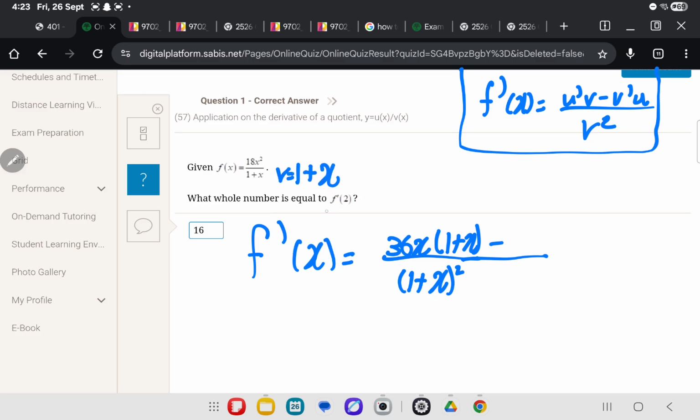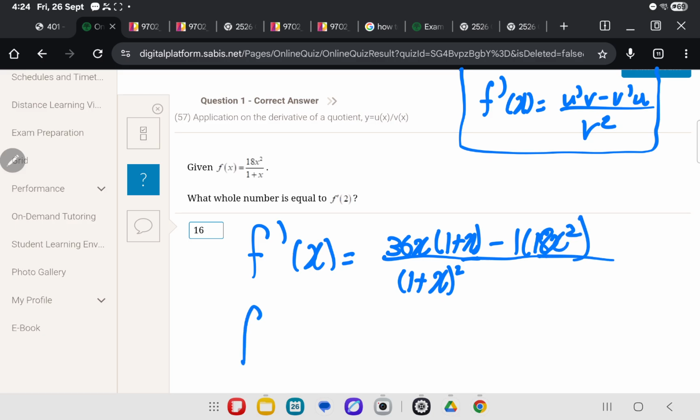Now v prime, any constant, provided it's additive, not multiplicative, so there's the addition, not the multiplication, is going to differentiate to 0. Plus here you see that this is going to be x to the power of 1. We're going to take the 1 down, 1. Then 1 minus 1 is 0, so this is going to be 1 times x to the power of 0, which can be rewritten as 1, because anything to the power of 0 is 1. Now, minus 1 into u is 18x squared, so 18x squared.